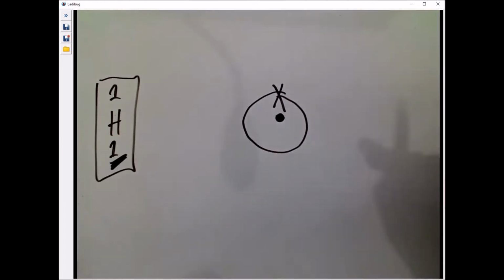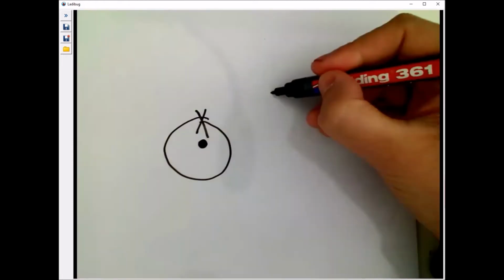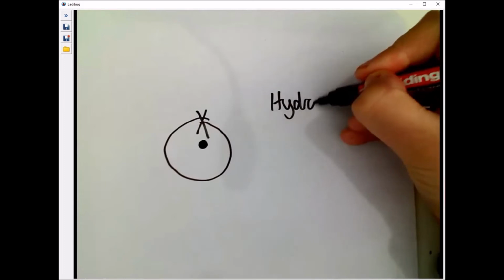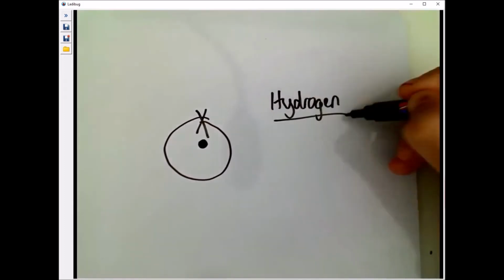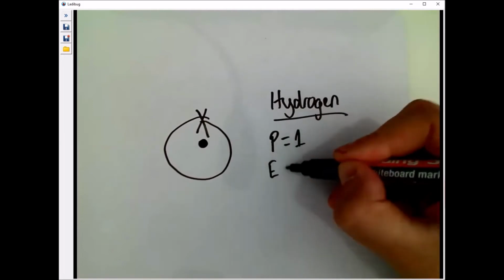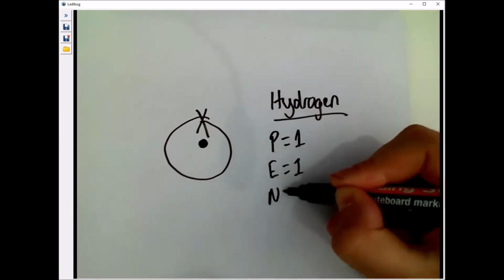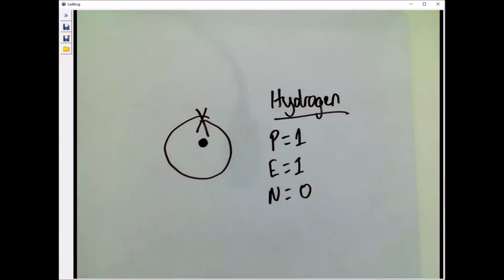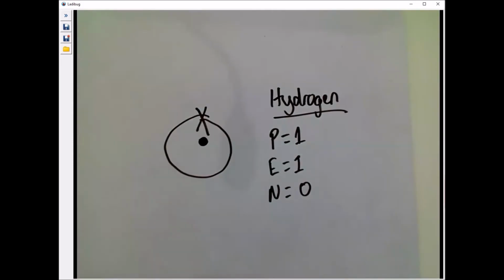Really nice and simple. So if I'm drawing out protons as 1, electrons as 1, and neutrons is 0. I didn't have any neutrons in there. There's just 1 subatomic particle in that atom.